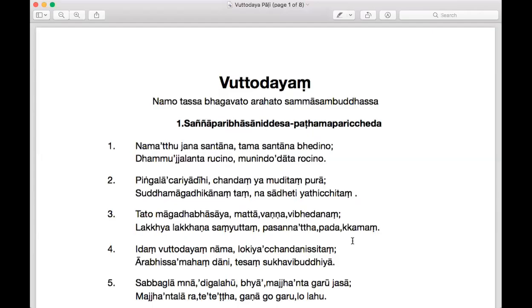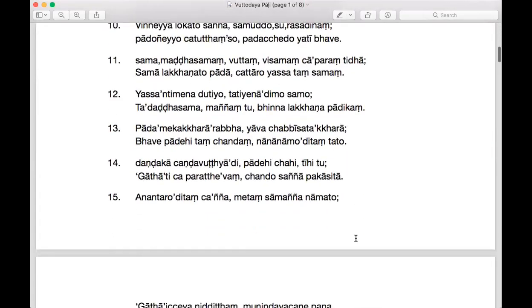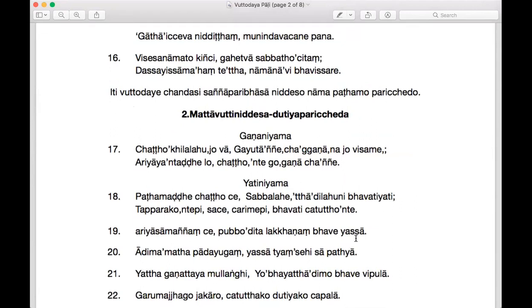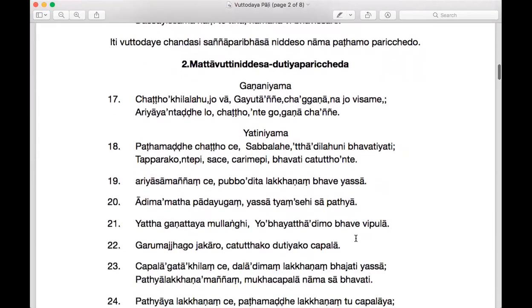Okay, let me share my screen. Okay, so this is the Vuttodaya text. We finished the first chapter of Vuttodaya, Sanya Paribhasa Niddesa, and last week we finished the second chapter also, which is Matta Vutti Niddesa. So we have learned that there are two types of meters in Vuttodaya, Matta Vutti and Vanna Vutti. So today we have to start Vanna Vutti, right? Because we finished Matta Vutti.